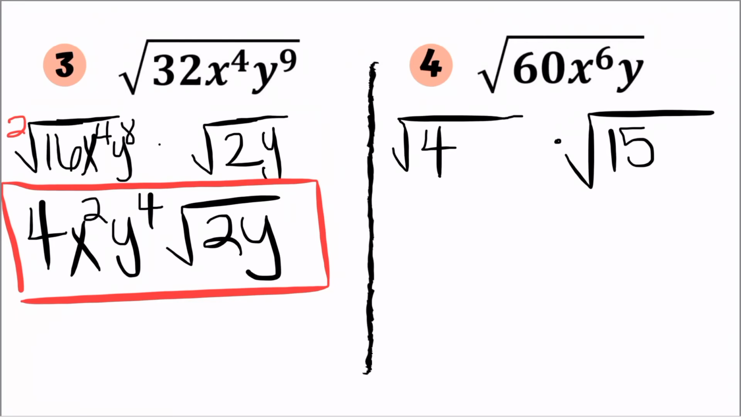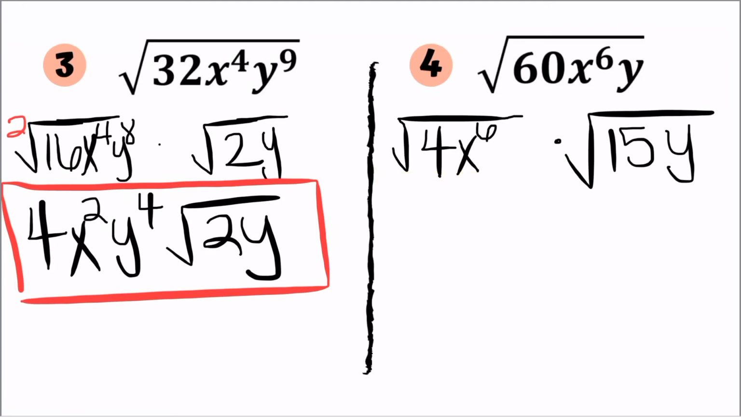And then I'm looking at my variables, x to the 6th, that's a multiple of 2. 6 is a multiple of 2, so I'm going to put all of the x's in here. Y to the 1st, that is not a multiple of 2, and I can't take out any y's because I only have one of them, so that goes in the radical that can't be simplified. And then I'm going to simplify this first radical.